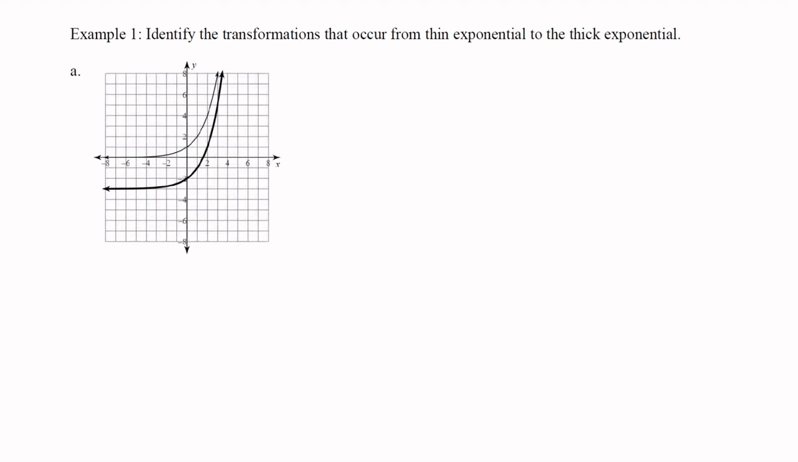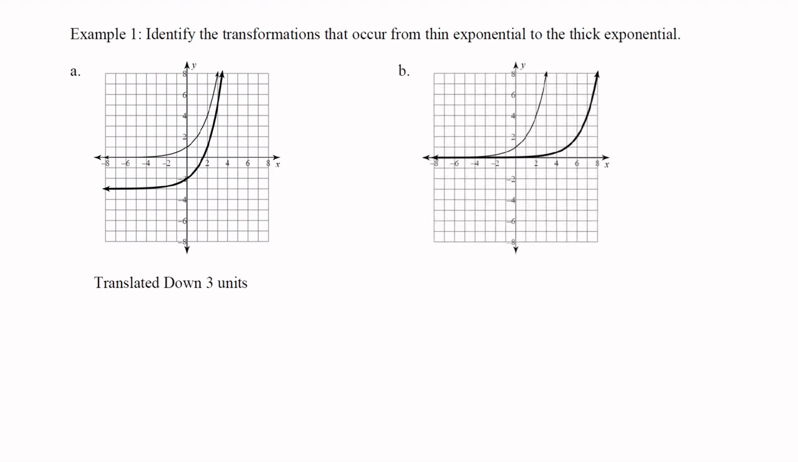So let's identify the transformations that occur from the thin exponential to the thick exponential. So our thin exponential is our parent function, and we're going to see what transformation occurs here. Well, our horizontal asymptote goes from y equals 0 to y equals negative 3. So we have translated down 3 units. For b, our horizontal asymptote has not moved, but we have shifted that y-intercept to the right by 5 units. So we have translated right 5 units.